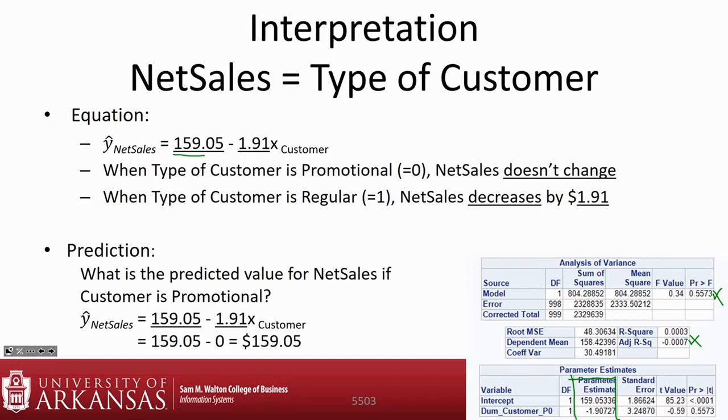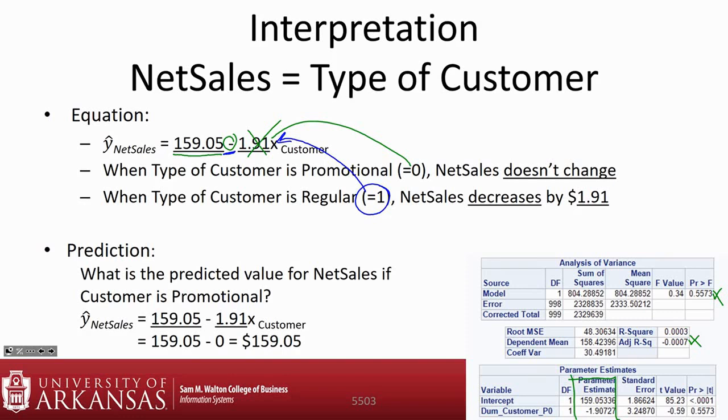So my y-intercept changed, and the sign of my slope changed. The value for my slope didn't change, but the sign did. So when type of customer is promotional, now promotional is 0, so that says go away, so now net sales doesn't change. And when we're a regular customer, we're a 1 right there. So now we're going to decrease, so we have a negative sign now, by $1.91.